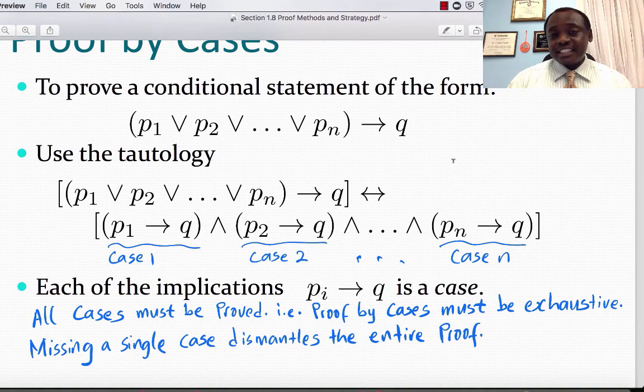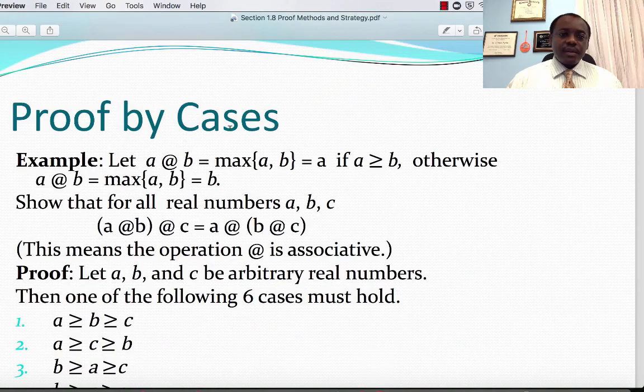Proof by cases. Let's look at a few examples. Example 1. Let A and B be defined as the maximum of A and B, which would be A if A is greater than or equal to B, otherwise it would be B. And they want you to prove this associative property: the maximum of (the maximum of A and B) and C equals the maximum of A and (the maximum of B and C). So let's go ahead and prove this.